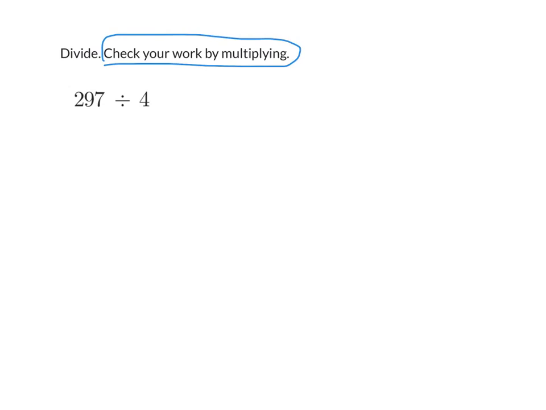What is our whole? Everyone? 297. Good, so that's living in the house. What's knocking on the door? What's our divisor? Everyone? 4. Good. Okay, so imagine we drew a place value chart.